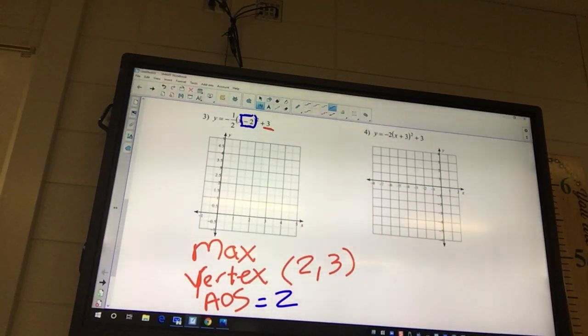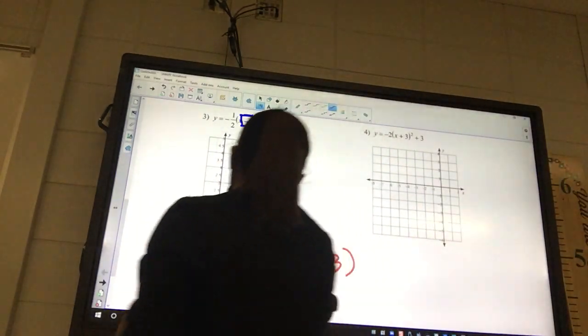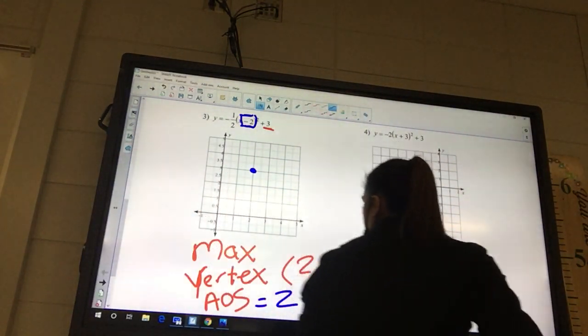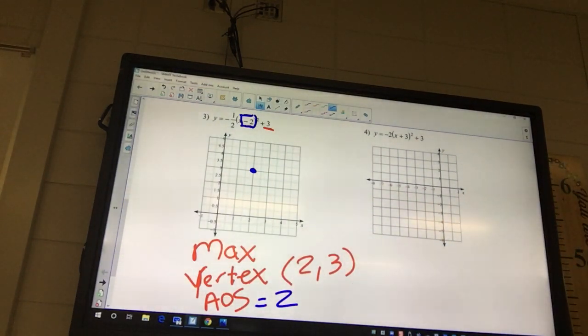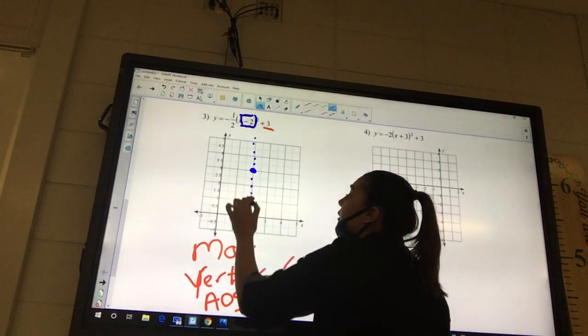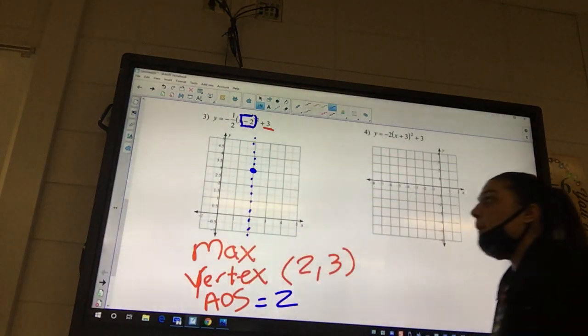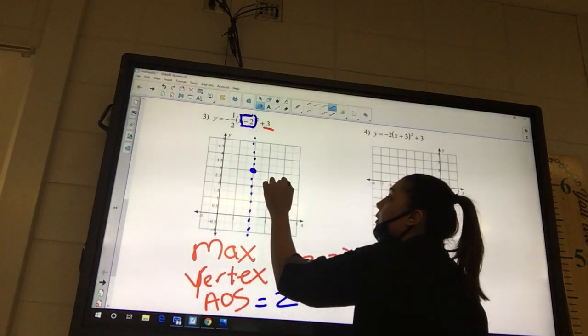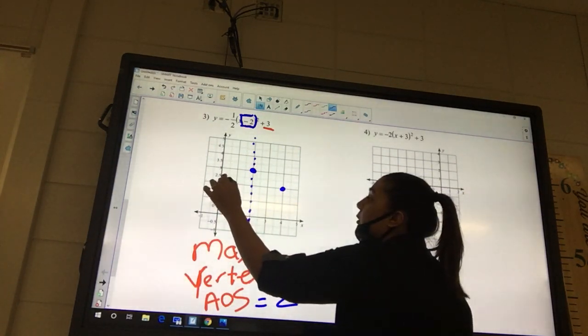Okay, and so now we're ready to graph it. We graph our vertex, so go to 2, 3, and you could put a point. And we know that the graph is gonna open downwards and it has an axis of symmetry here. What is the slope? 1 over 2. So we're gonna go down 1 over 2. Down 1 over 2.